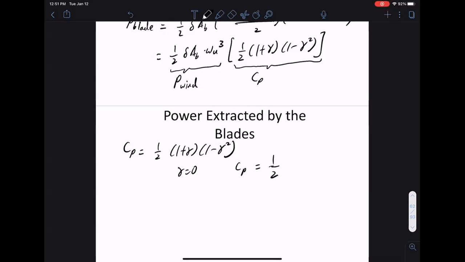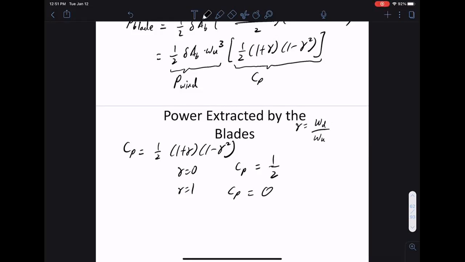What other number can we check here? What other number can we plug in? 1, right? Another good number to plug in is 1. So gamma equals 1 basically means the blade did not slow down the wind at all, right? So recall gamma: it is the ratio of the speed of the downstream wind divided by the speed of upwind, right? So being 1 means the blade did nothing, did not slow the wind down. So this makes sense, right?